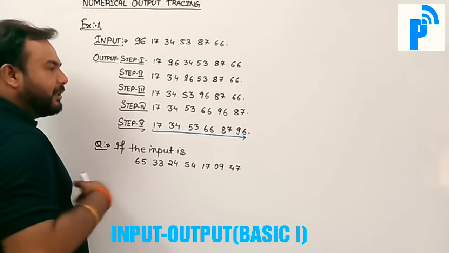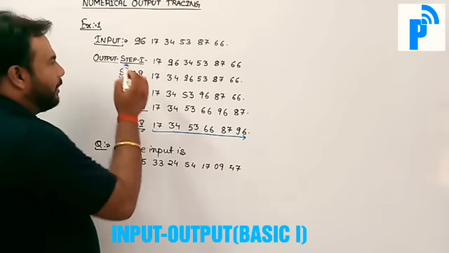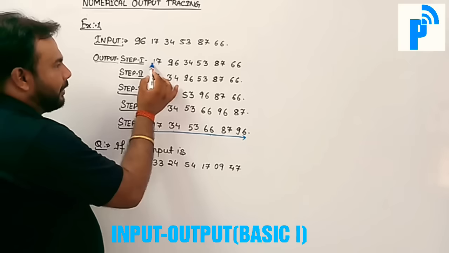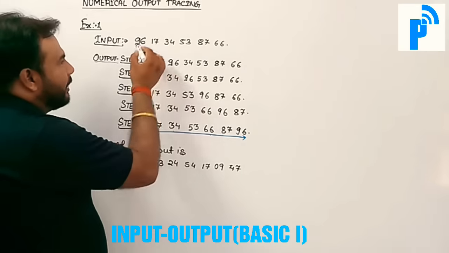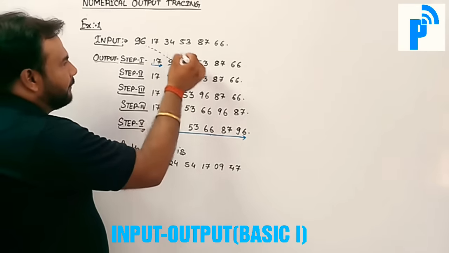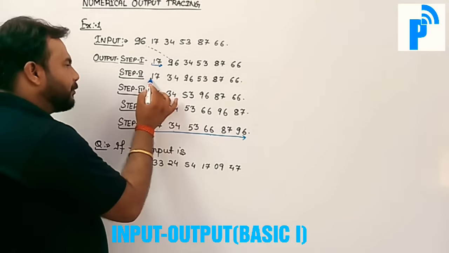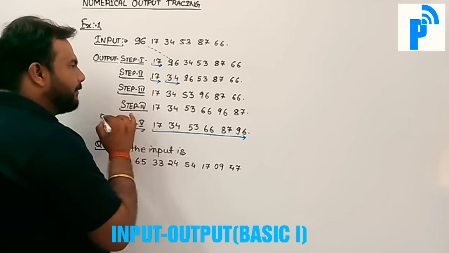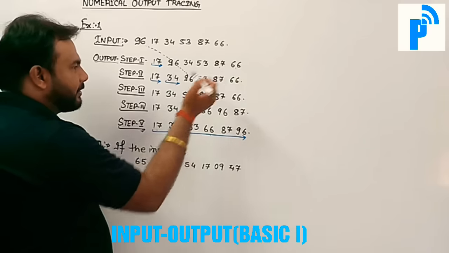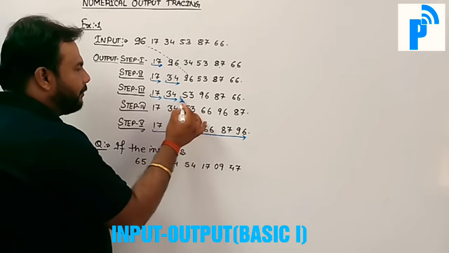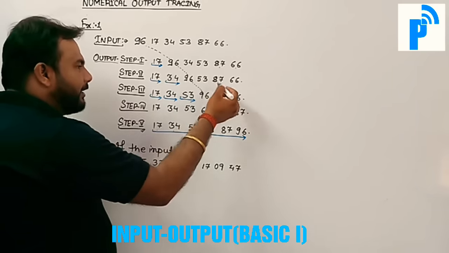Next, what you have to see is how the numbers are arranged in increasing order. For this you have to have a look at step 1. In step 1 we have 17. You can see who has come first: 17. Then 96 is in its place, 34 in its place, 53 in its place, 87 in its place, 66 in its place. Next, in step 2 we have 17, then 34, then again 96 in its place, 53, 87, 66 in their places. Then 17, 34, 53, then again 96 in its place, 53 has come out, 87 in its place, 66 in its place.